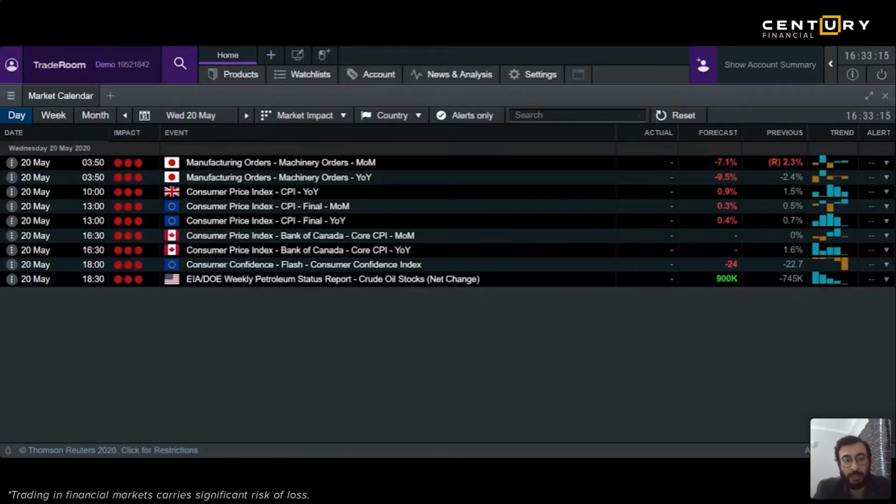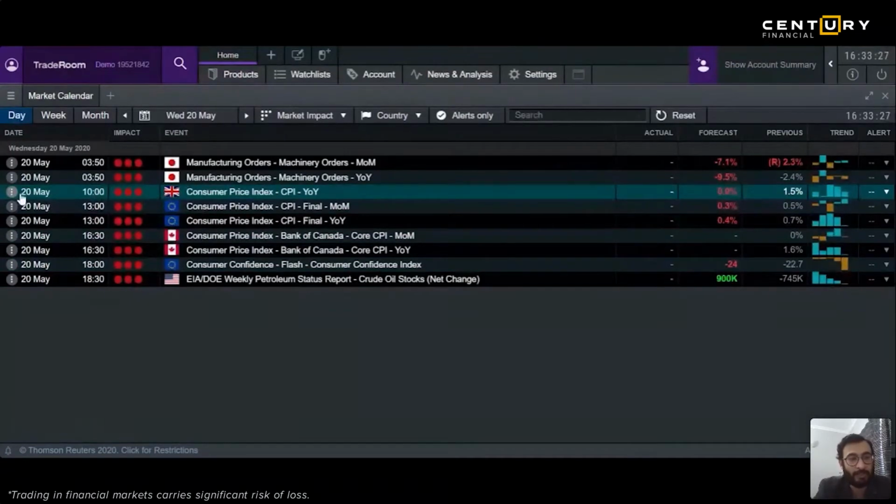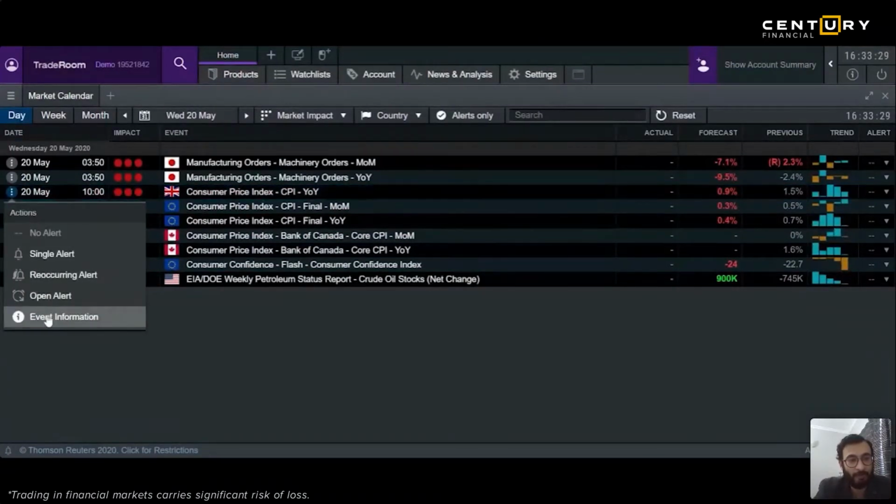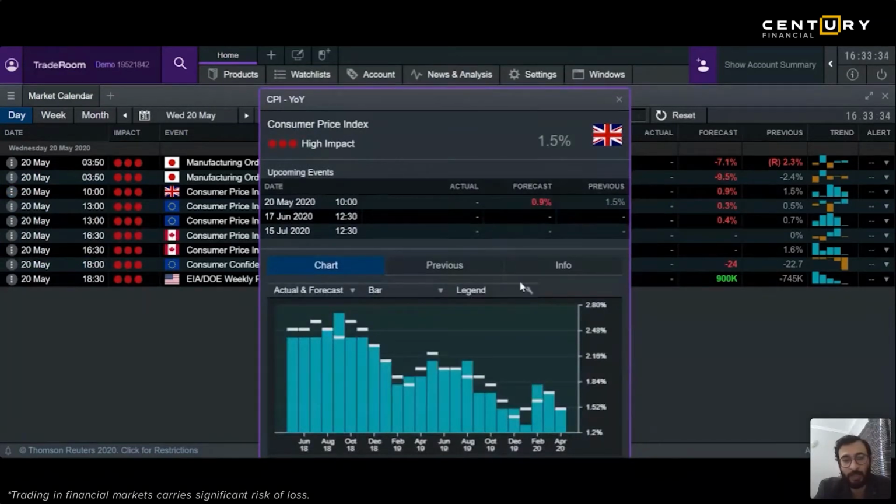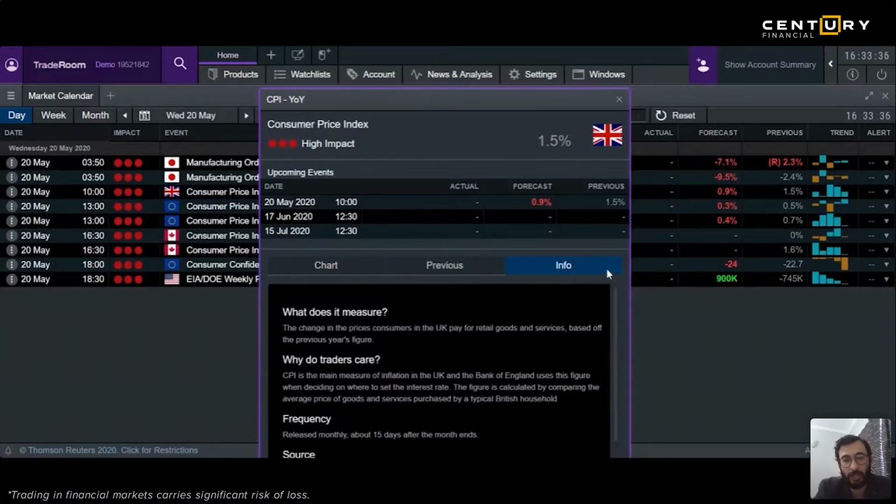Similarly, you see another news at 10, CPI, Consumer Price Index. If you want to read more about the news, let's say click on this and select event information. In the event information, when you click, it will tell you. Now this is a UK based news. You see the UK flag over here. Now, what does it measure?